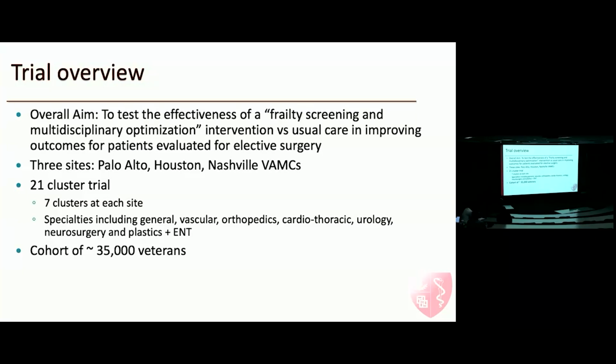As I talked to you about the cluster randomized design, the power depends on the number of clusters, including differences between clusters. How different are the clusters? Are they homogeneous or heterogeneous? And then the number of patients per cluster. We included 7 different surgical specialty clusters. We combined cardiothoracics and plastic and ENT for power considerations. You can see at all these sites the number of patients included in this trial. And as we are doing the data cleaning, we have a cohort of about 35,000 veterans that will be part of this analysis.